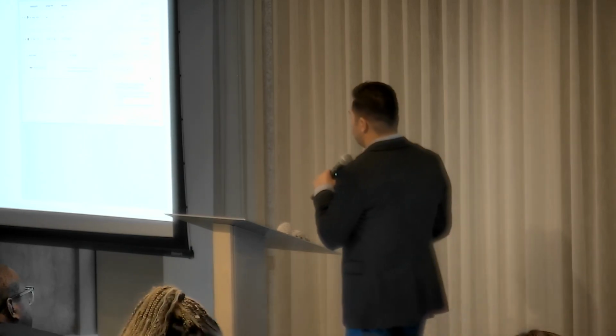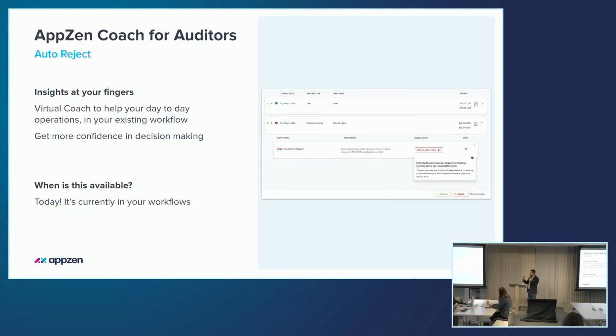Now, when we look at AppZen Coach, we take a look today at all of your patterns and trends. We notice that there's a large area and categories that you flag and review, but then we notice there's a trend of an approval rate of, let's say, 99% of the time, where you stop this type of expense, but you let it go.